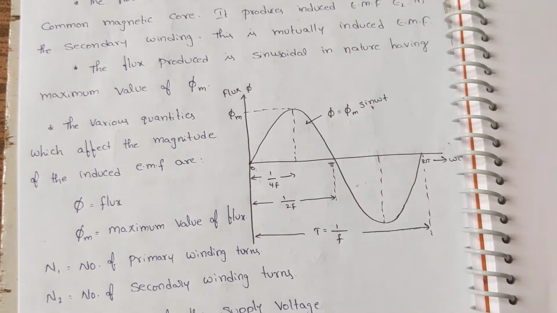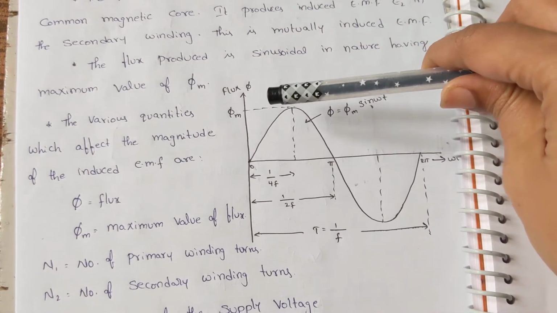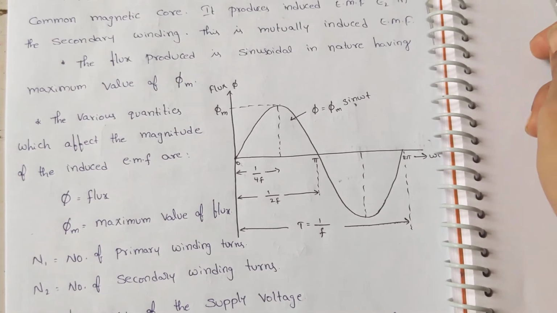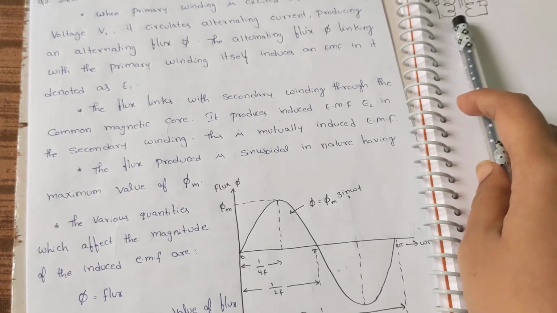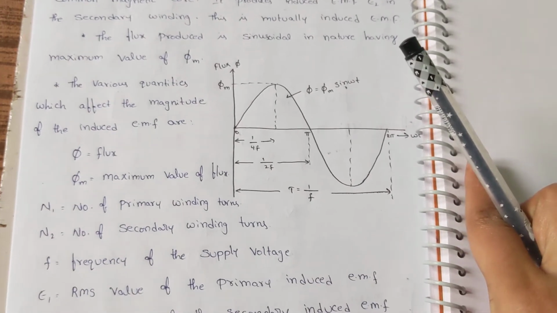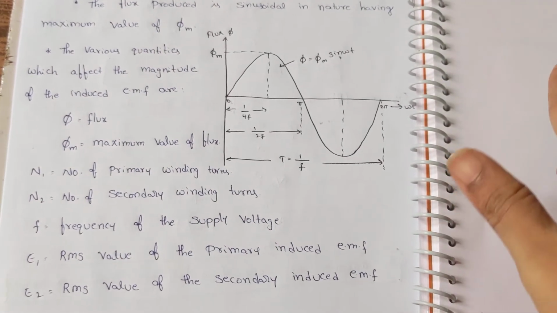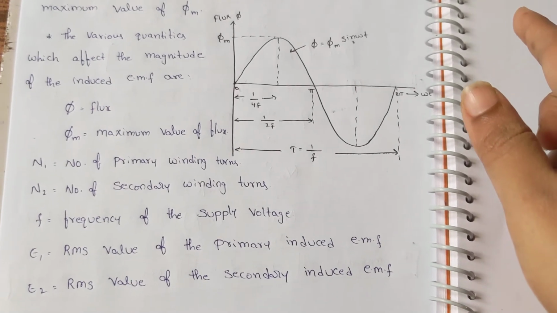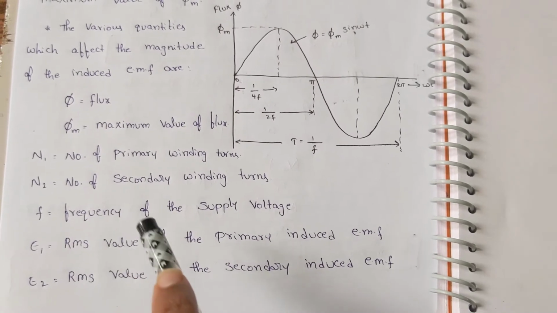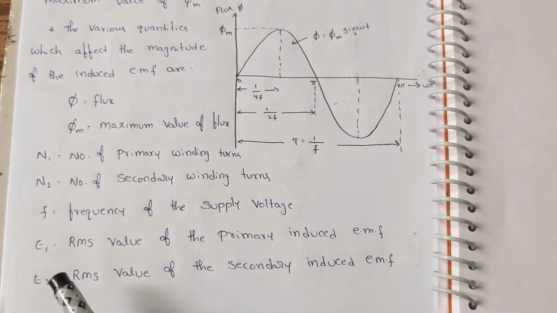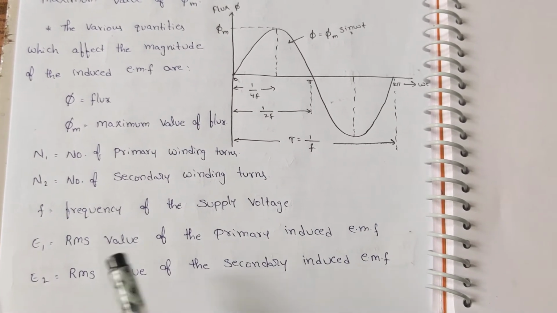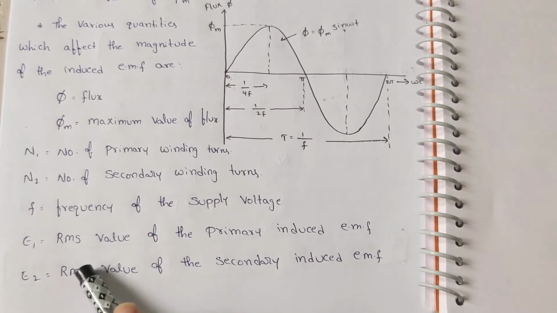Now the terminologies. Phi is the flux, phi m is the maximum flux, N1 is the number of turns in the primary, and N2 is the number of turns in your secondary. f is the frequency of your supply voltage, E1 is the RMS value of induced EMF in the primary winding, and E2 is the RMS value of induced EMF in the secondary winding. Kindly consider these as RMS values.